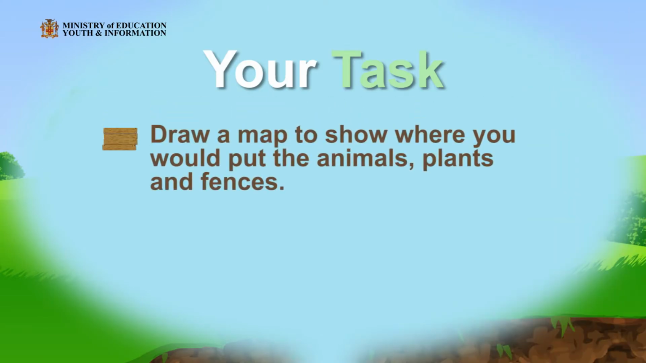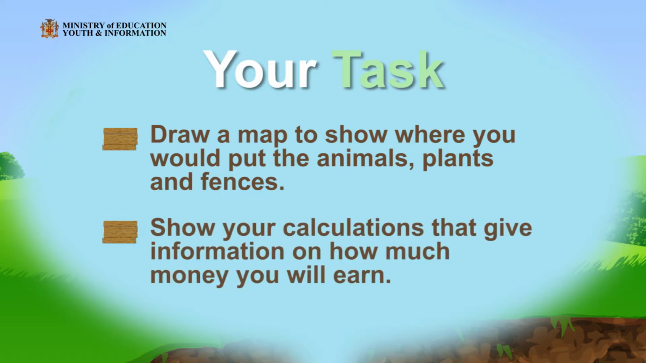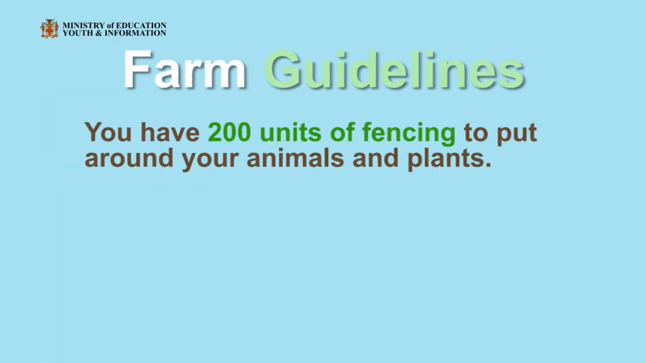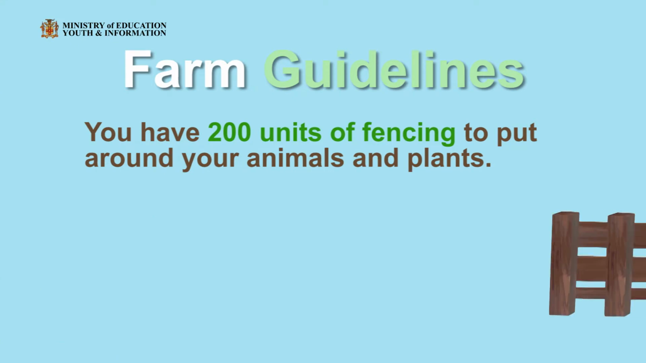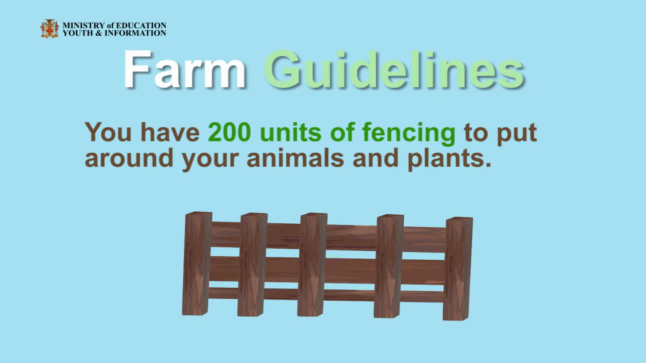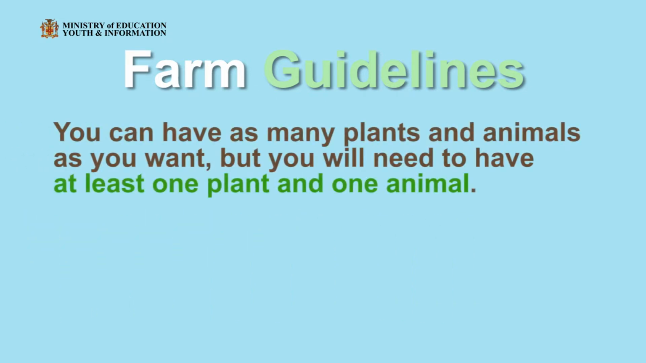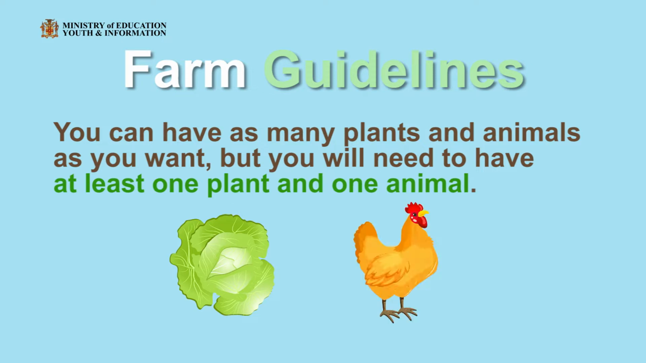For this task, you will need to draw a map to show where you would put the animals, plants, and fences. You will also need to show your calculations that give information on how much money you will earn. Here are the guidelines. You have 200 units of fencing to put around your animals and plants, like this one. You can have as many plants and animals as you want, but you will need to have at least one plant and one animal.